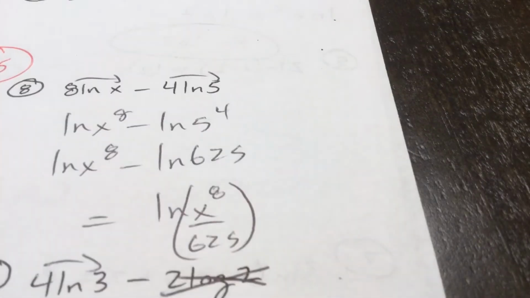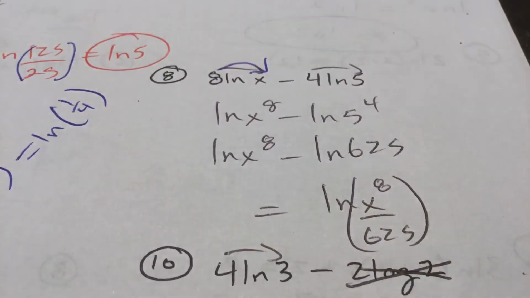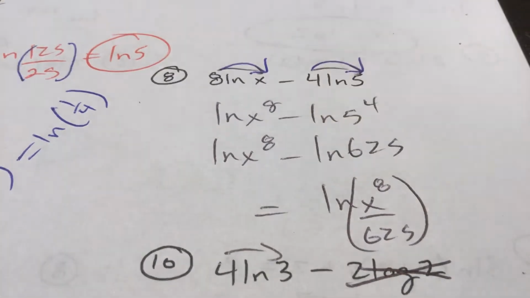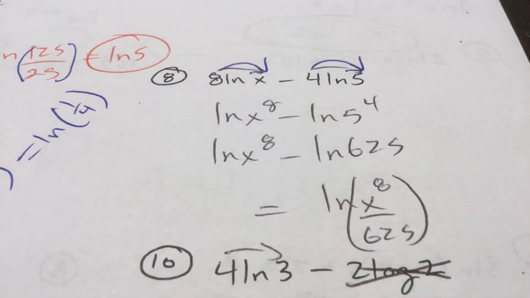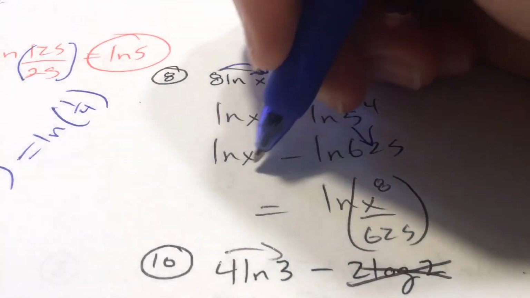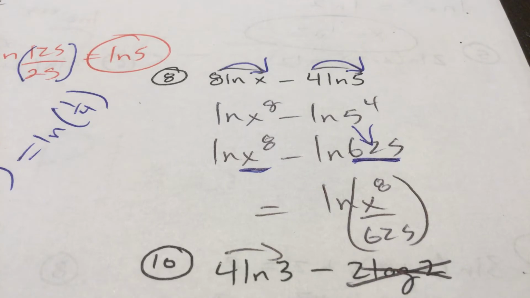That one's a little bit hard for us to do solo. Anyway, that is an exponent. Bring it up. Natural log of x to the 8th minus, that's an exponent. Bring it up. Natural log of 5 to the 4th. 5 to the 4th is 625. In the log and natural log world, again, natural log is log base e. So in the log world, subtraction means division. It's going to be natural log of x to the 8th divided by 625.